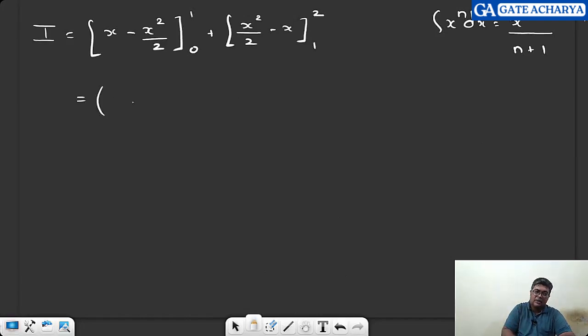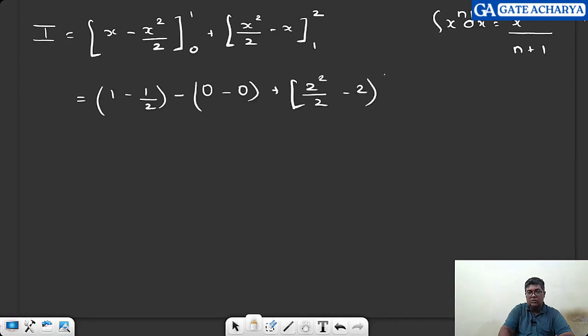When I put the upper limit 1, 1 minus 1 square by 2, that is 1 by 2. If I put the lower limit 0, it is 0, so no need of writing that. Normally you write minus the lower limit, so 0 minus 0, if you want to write it. Plus, when I put the upper limit 2 here, so 2 square by 2 minus 2. Then minus 1 by 2 minus 1.